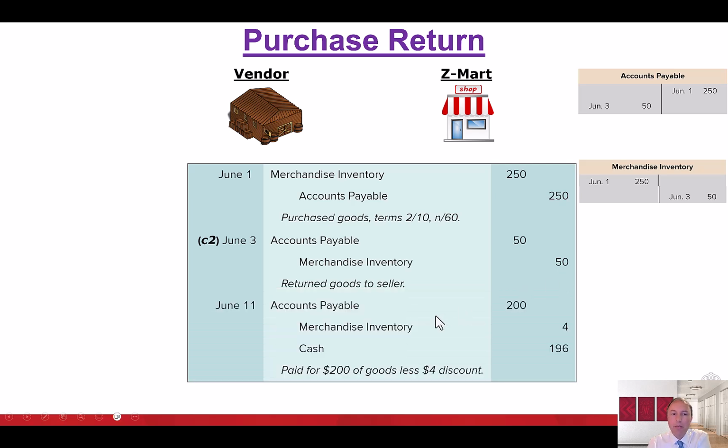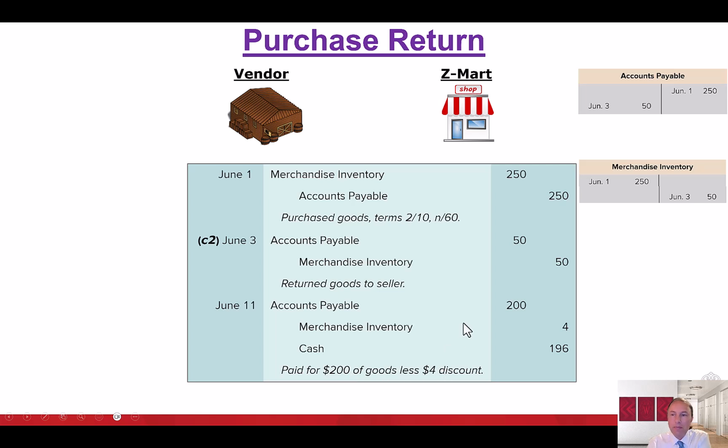Now, let's say we pay them within the discount period, June 1st to June 11th. That's within the 10 days. So take a look at this T account up here. We owed them $250, but then we returned $50 worth of goods. So right now we owe them $200. Well, we get a $4 discount. That's 2% of the $200 we owe them.